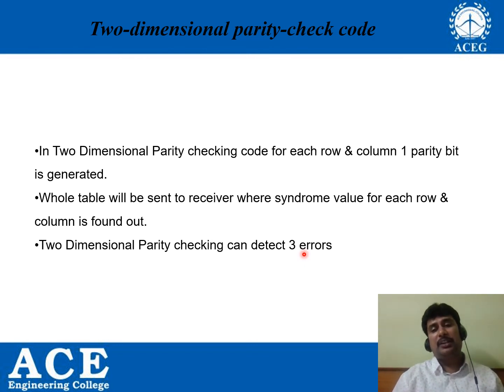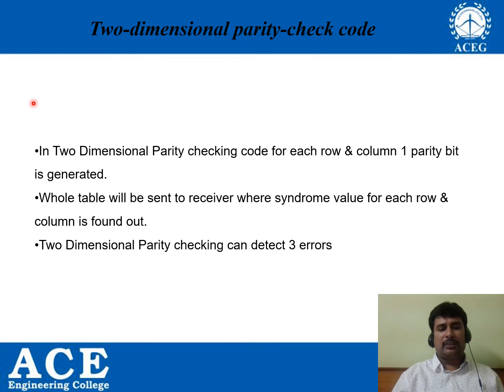So generally the Hamming distance required when you can detect up to 3 errors is d minimum equal to 3 plus 1, which is equal to 4. So we'll hold our discussion here. We'll try to discuss the remaining techniques in our next class.